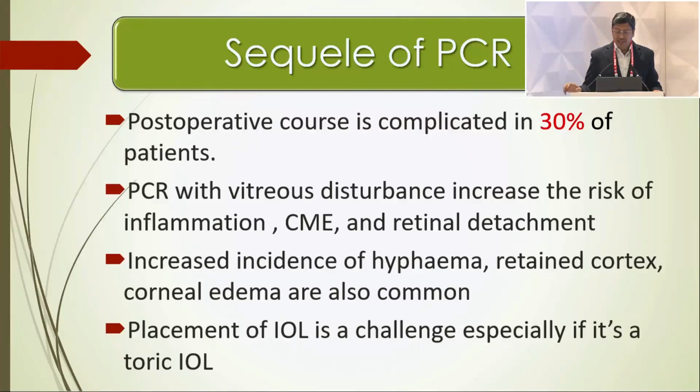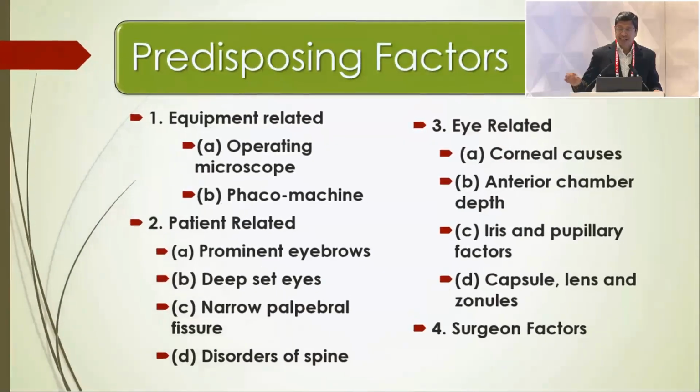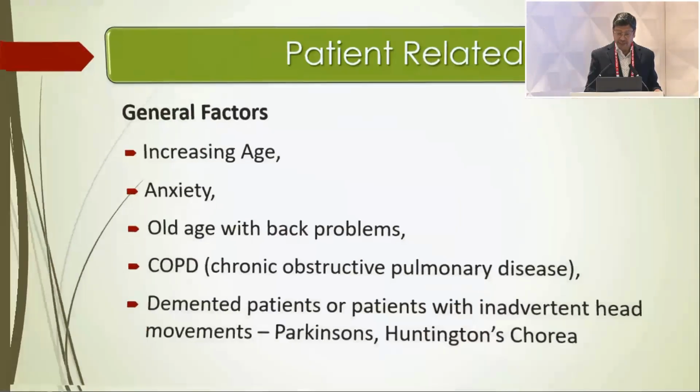Placement of an IOL, especially a toric lens, is a real challenge. So it's better to prevent and understand what are the predisposing factors. We divide the predisposing factors into 4 categories: equipment related, patient related, eye related, and surgeon related. So in the equipment related, it can be a microscope or phaco machine going faulty. Patient factors can be prominent eyebrows, deep set eyes, narrow palpebral fissure, spine problems. Eye related could be corneal, anterior chamber, or iris and lens related, and surgeon factors, of course.